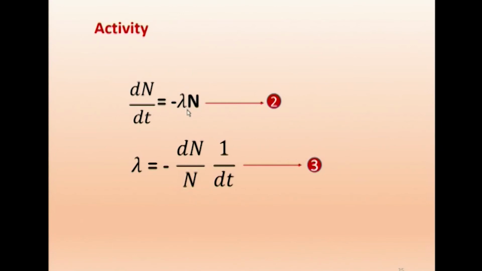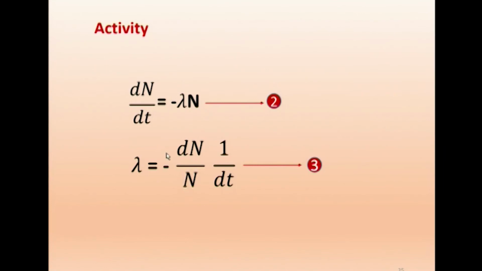So, dN by dt decides the activity, and that will depend on the number of nuclei which are present and also the decay constant, because for each nucleus the decay constant will be different. And why do we get this negative sign? Because it is a decrease in number. As time passes, the number of nuclei decreases, therefore we get a negative sign. So we are just rewriting that, and we can write lambda is equal to minus dN by N, times 1 by dt.